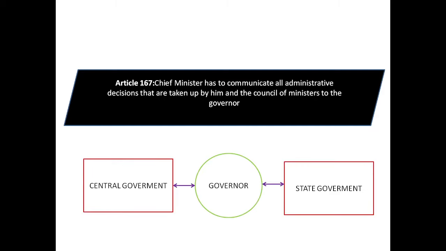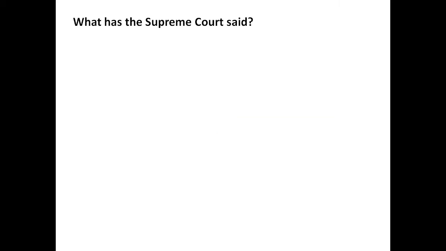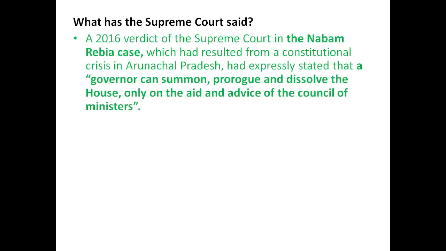The Chief Minister has to communicate all the administrative decisions taken by him and the Council of Ministers to the Governor. So, this article clearly explains that the Governor is a bridge between the central government as well as the state government. Are there any verdicts given by the Supreme Court in relation to the state government and the governor? Let us discuss. In the 2016 verdict, the Nabam Rebia case, it was said that the governor can summon, prorogue, and dissolve the house only on the aid and advice of the Council of Ministers.